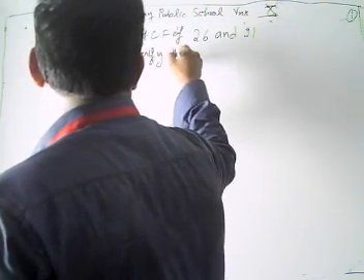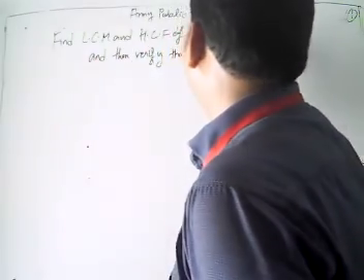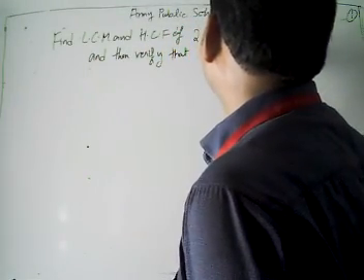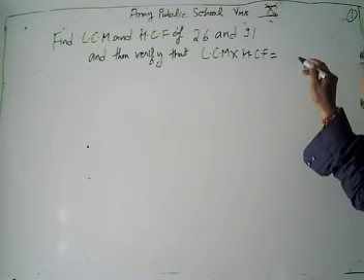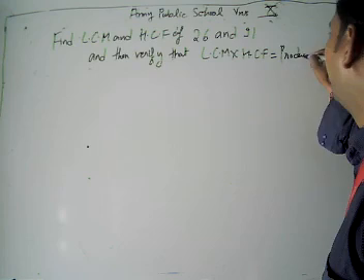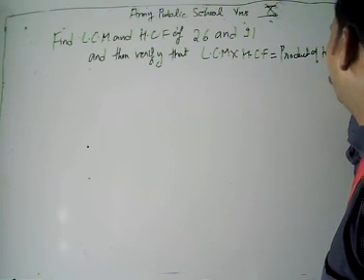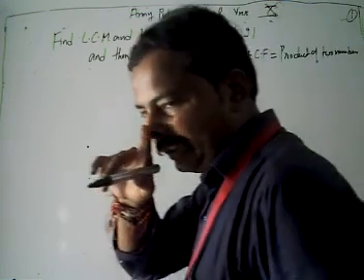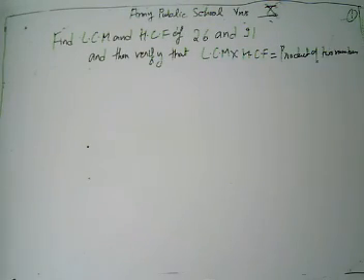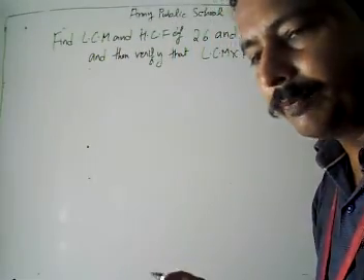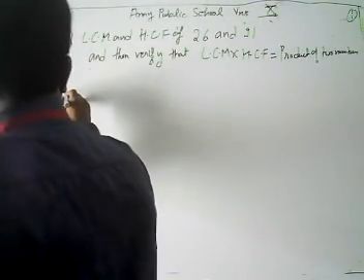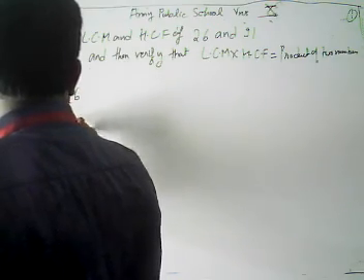Then verify that, what is verified here? LCM into HCF is equal to the product of two numbers. Then we have to verify that the product of LCM and HCF is the product of the two numbers. Now we have to find the LCM and HCF, but we have to use only the prime factors method there. Then we are going to write down 26, write down 91 here.